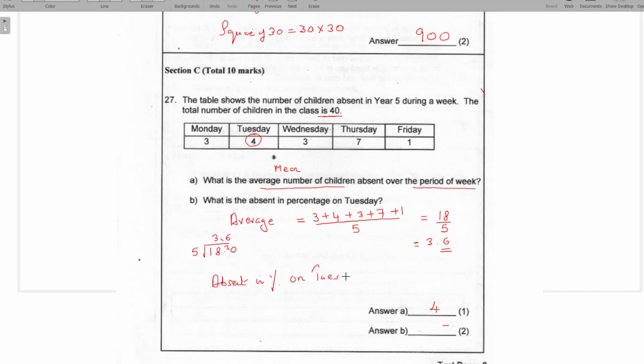how do you find the percentage? The number of children absent were 4, altogether 40 children, to times it by 100 to find the percentage. You can cancel it, that is 400 divided by 40, that will be 10%. So that is 10%.